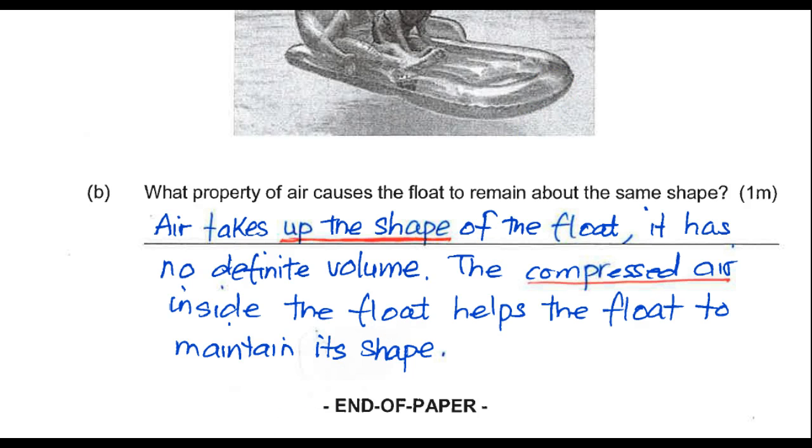If you see very carefully, all the three properties of air are there. It does not have a definite shape, has no definite volume, and it can be compressed, right? These properties allow the float to be seen as it is, right? Without having the shape to change. That's all.